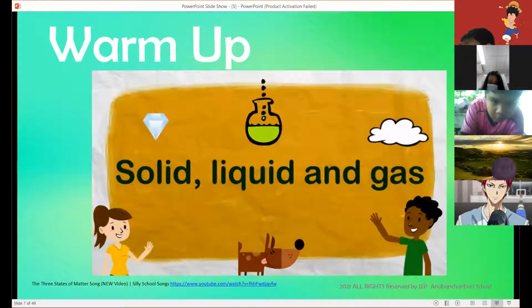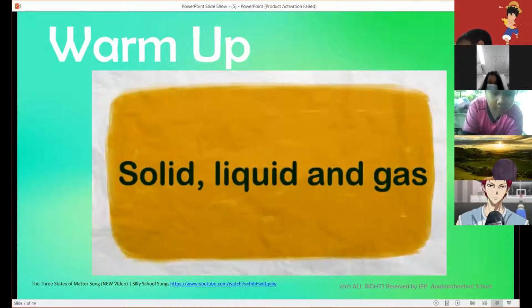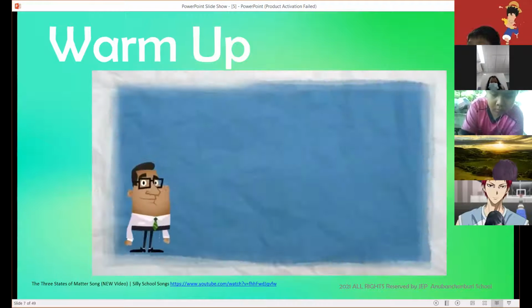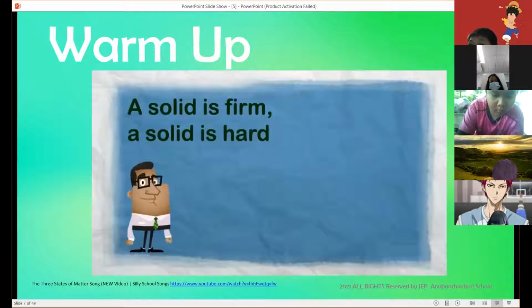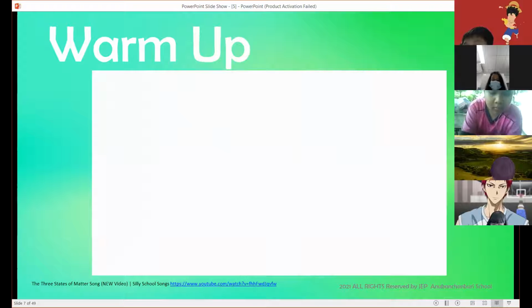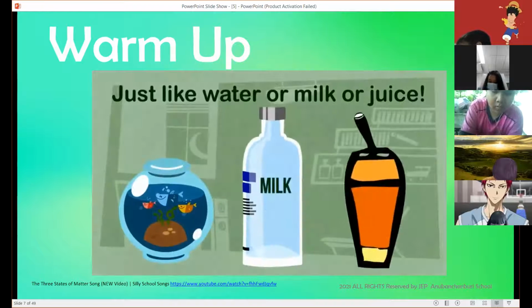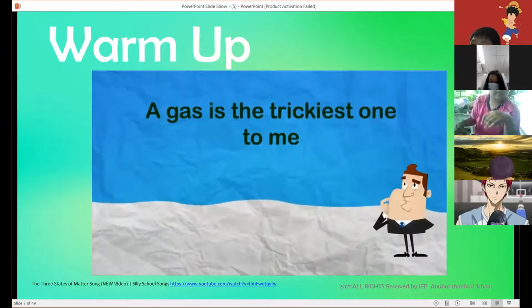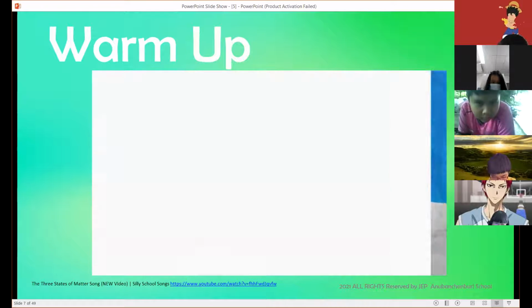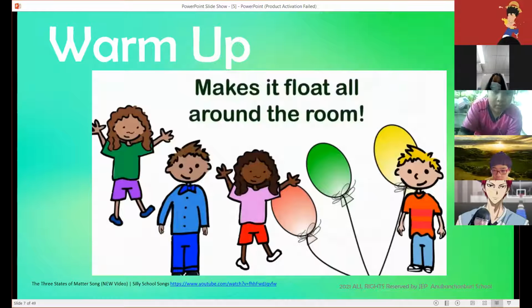Solid, liquid, and gas. The 3 states of matter, they all have mass. Oh yeah. A solid is firm, a solid is hard, just like the rocks in your backyard. A liquid is wobbly, a liquid is loose, just like water or milk or juice. A gas is the trickiest one to me, because a gas is something that you cannot see. The helium gas in your balloon makes it float all around the room.